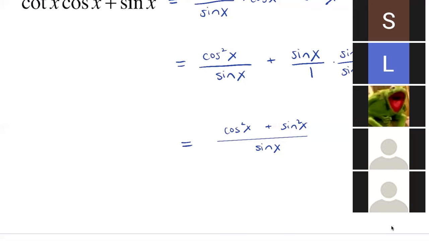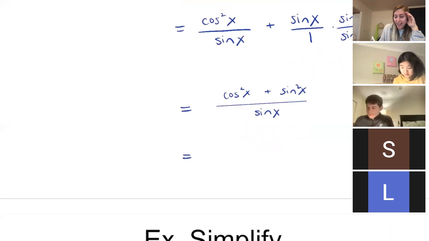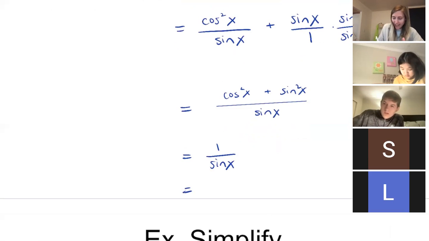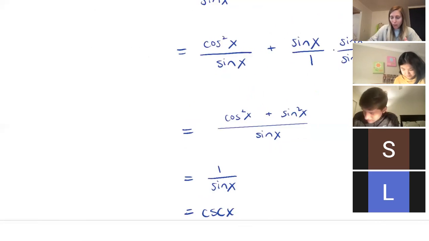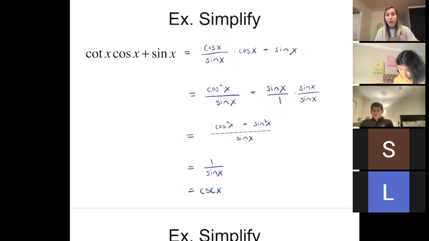You guys focus on the numerator. What can that simplify to? 1. Yeah, Pythagorean identity. That's just 1. And then Oscar, how can we rewrite 1 over sine? That's cosecant x. Isn't that crazy, you guys? That more complicated expression can simplify down and just be equal to cosecant.